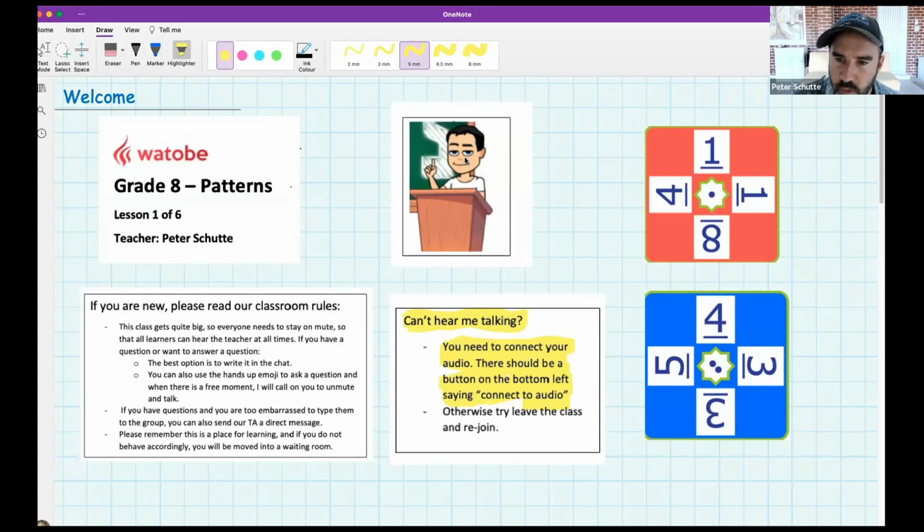Let's see if Micah got it right. 5 plus 4 is 9. 9 times 3 is 27. 27 minus 3 is 24. So I can see that Micah has indeed got it.